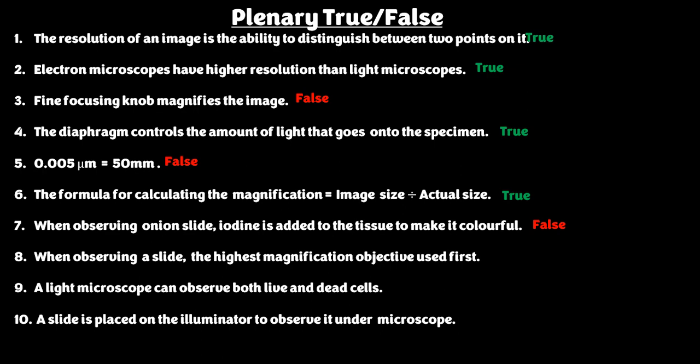When observing a slide, the highest magnification objective is used first. That is false. It's the lowest magnification objective. A light microscope can observe both dead and live cells. That is true. And a slide is placed on the illuminator to observe it under the microscope. That is false. It is placed on the stage.